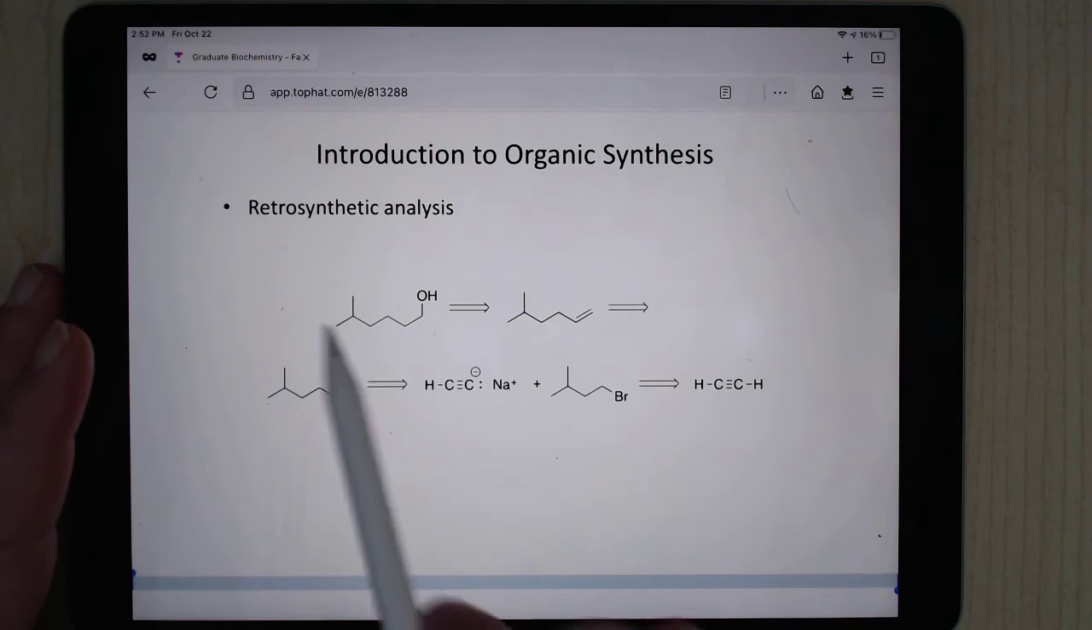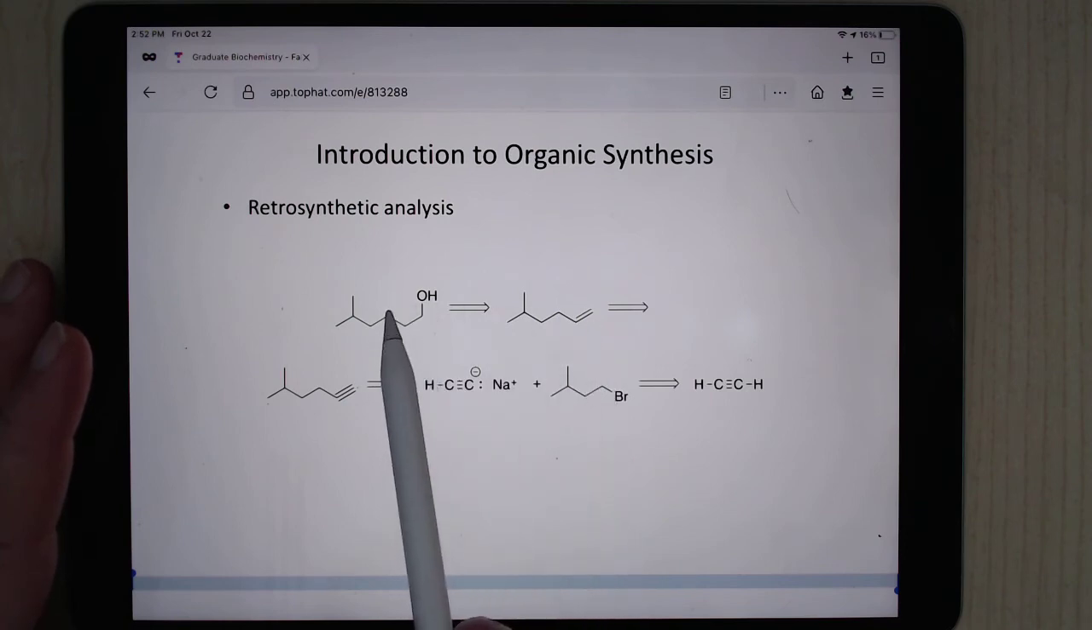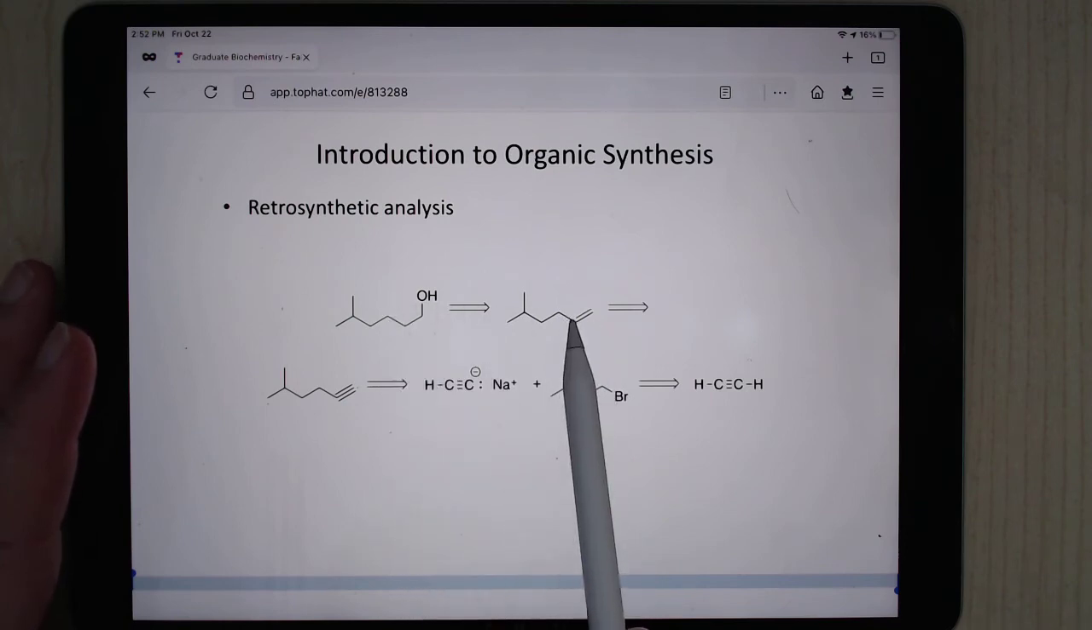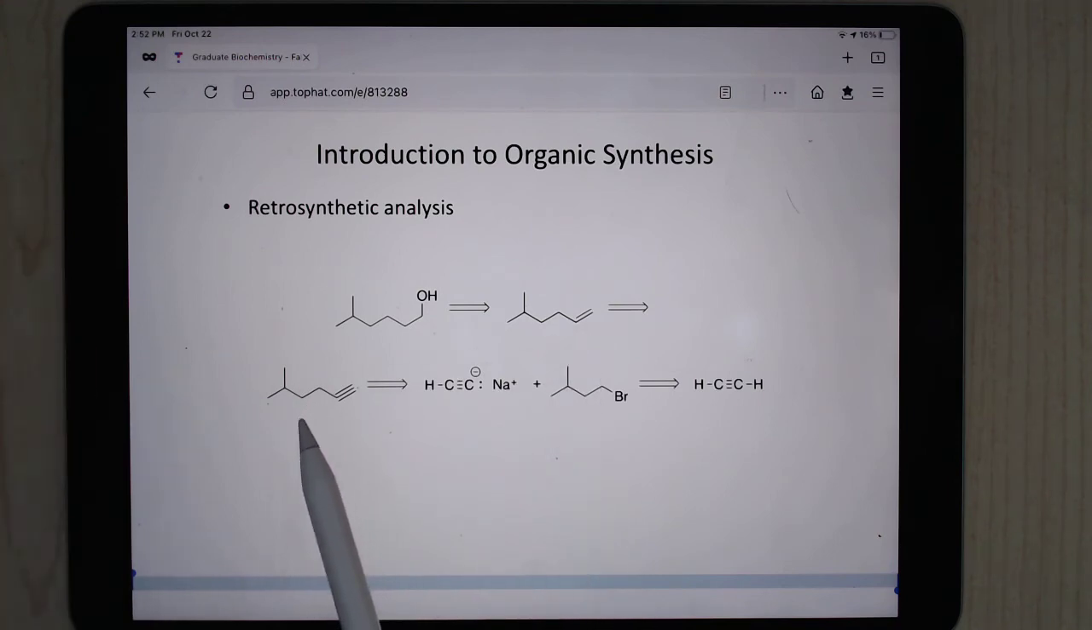And so here's how we think about this. This is what's called retrosynthetic analysis. How do we make this? Well, we start with this and put it through hydroboration. Well, how do we make this? Well, we can start with this and do a Birch reduction, or use a Lindlar hydrogenation, to get here.